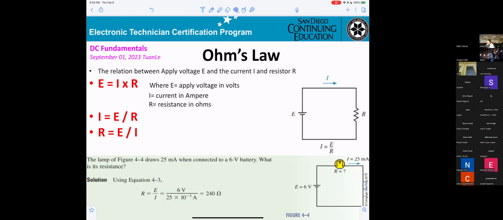First thing they're talking about is Ohm's law. That means the relation between the applied voltage, current, and resistor. Now, if you're looking at this circuitry here, you get the power and resistor. So the power positive and negative. And also you can see the current flowing.